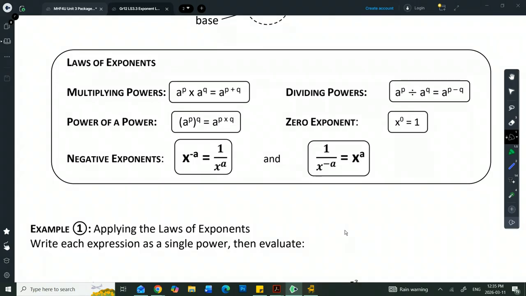So when you're multiplying two things with like bases, you keep the base and add the exponents. When you have an exponent on an exponent, keep the base and multiply the exponents. For dividing powers, dividing two like bases, you'll keep the base and subtract the exponents, top minus bottom. Do you remember this? Okay. And then anything to the exponent 0 always equals 1.